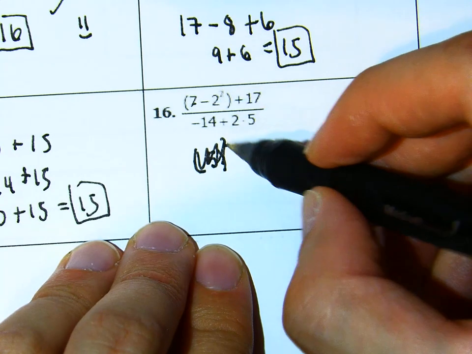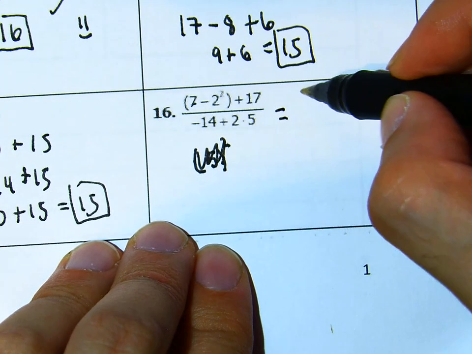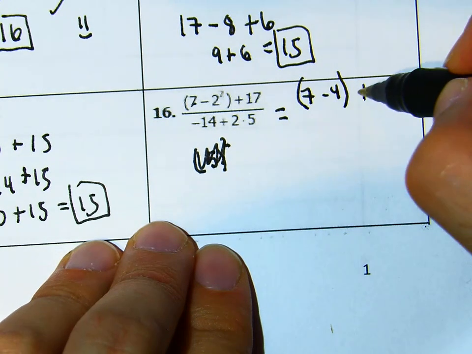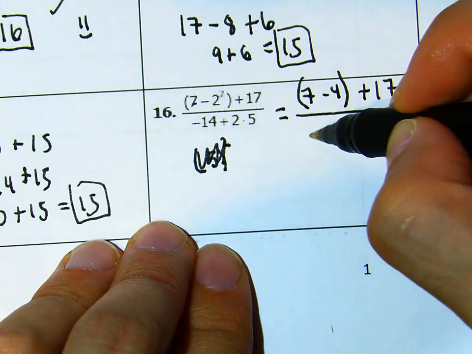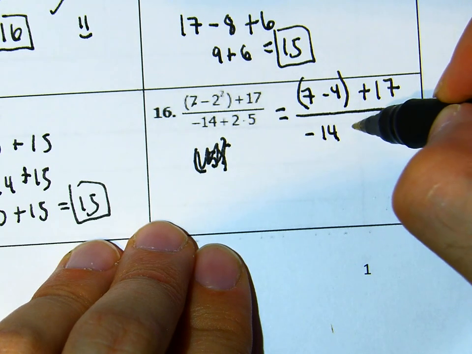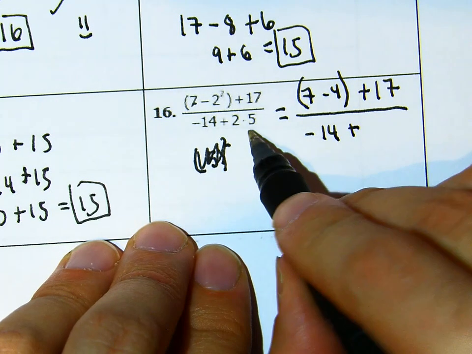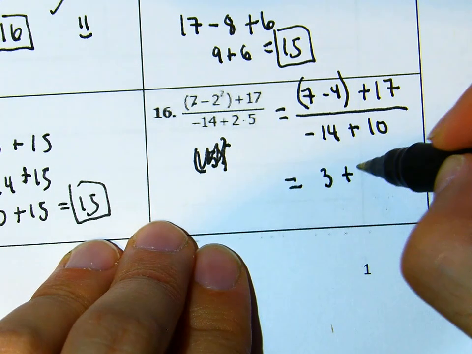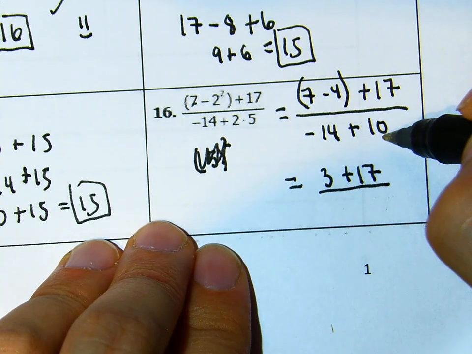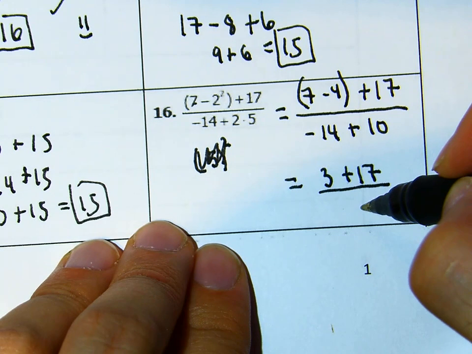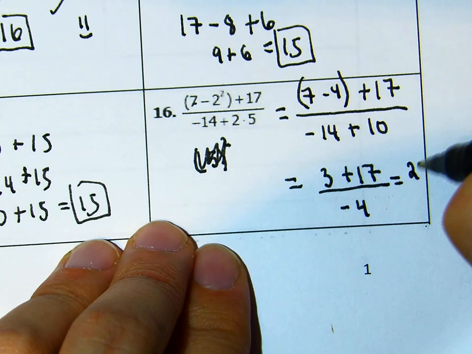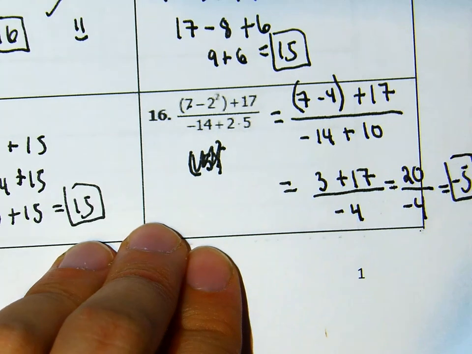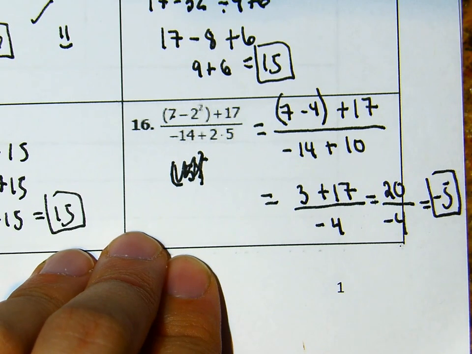So I have to do 7, let me write it here. I have to do 7 minus 4, right? Because 2 squared is 4, plus 17 over negative 14 plus, oh, I guess we could do this right now. 2 times 5 is 10. Then I could do 7 minus 4 is 3 plus 17 over negative 14 plus 10 is negative 4, which is 20 over negative 4, which is negative 5. And there it is. Okay.